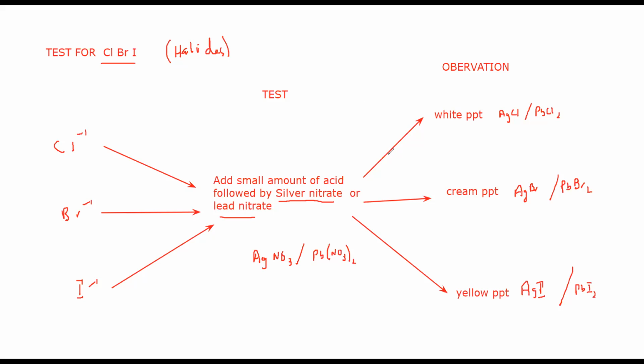You have finished, Shubhra? This is a test. Again, you have to memorize. These are the tests for the negative ions such as chloride, bromide, and iodide.